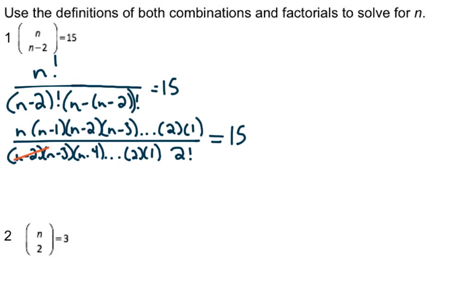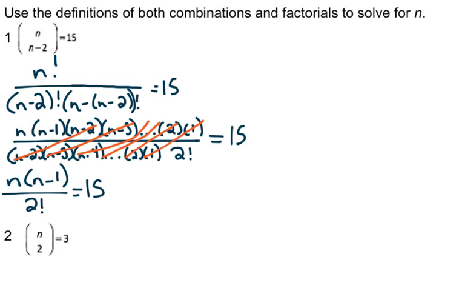We have n minus 2 on the top and bottom. We have n minus 3 on the top and bottom. We have n minus 4 on the bottom, but it looks as though it's not on the top. Really it is. That was just where I chose to stop writing out on the top. So we do have n minus 4 on the bottom and the top. We have all those terms in the middle. We have the 2, we have the 1. So now this simplifies down quite nicely. We have n and n minus 1 on the top. We have 2 factorial on the bottom, which equals 15.